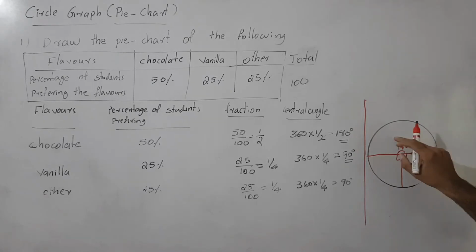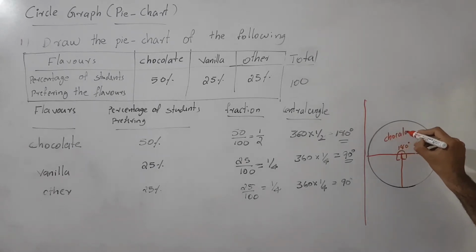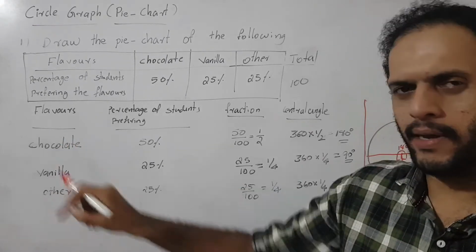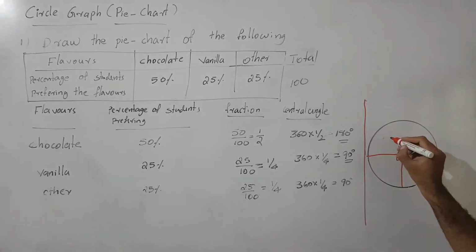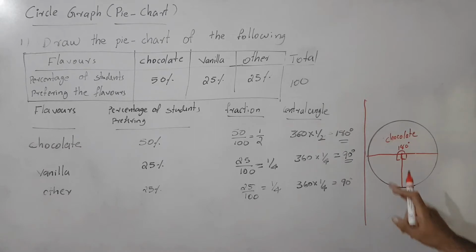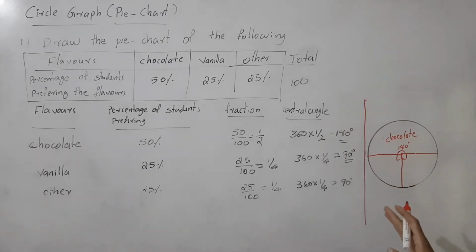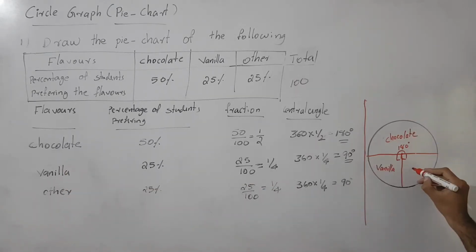Then 180 is representing chocolate, correct? Then we write that one inside, chocolate. The central angle 180 is representing chocolate. Then both 90s are not a problem. If you change the order, it is not a problem. The other 90 is representing vanilla, correct? Then this is the representation.